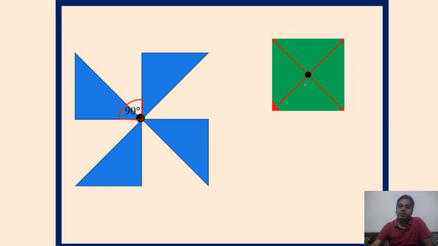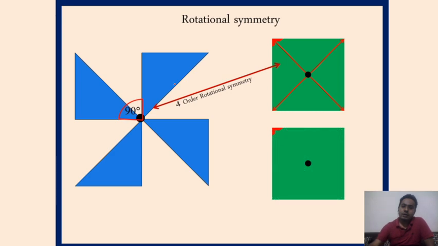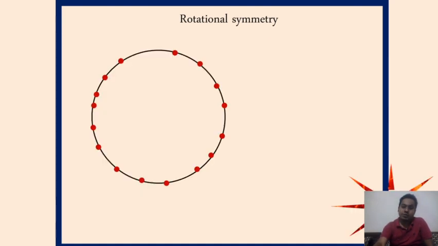It also has 1 rotational symmetry in this case, because after partial rotation, this figure is not like the original figure. After 360 degrees, this shape is like the original shape, and that's why the rotational angle is 360 degrees and it has 1 order rotational symmetry.